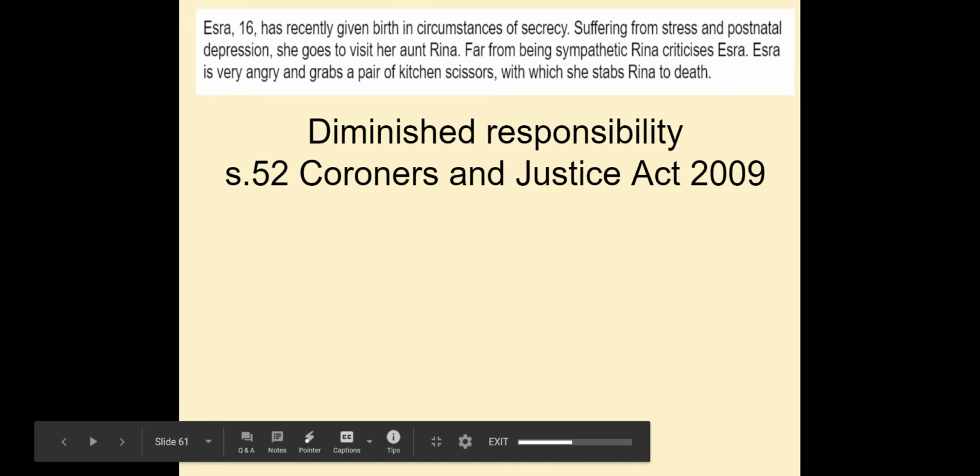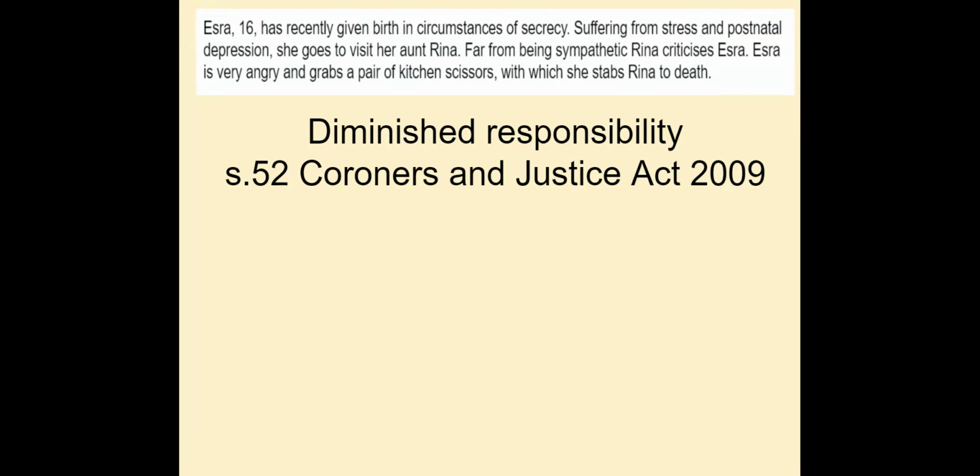So this video is going to take you through how to approach a diminished responsibility scenario. Diminished responsibility, you might see it written as DR, is now under Section 52 of the Coroners and Justice Act 2009, and it is a partial defence to the offence of murder. If successfully pleaded by the defendant, and the burden of proof is on the defendant to prove it on the balance of probabilities, then it will allow the judge to not give a mandatory life sentence, but the sentence is at the discretion of the judge.